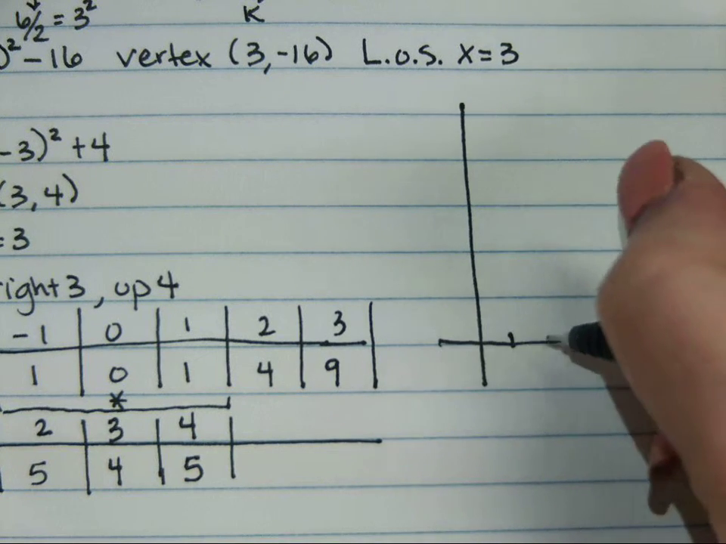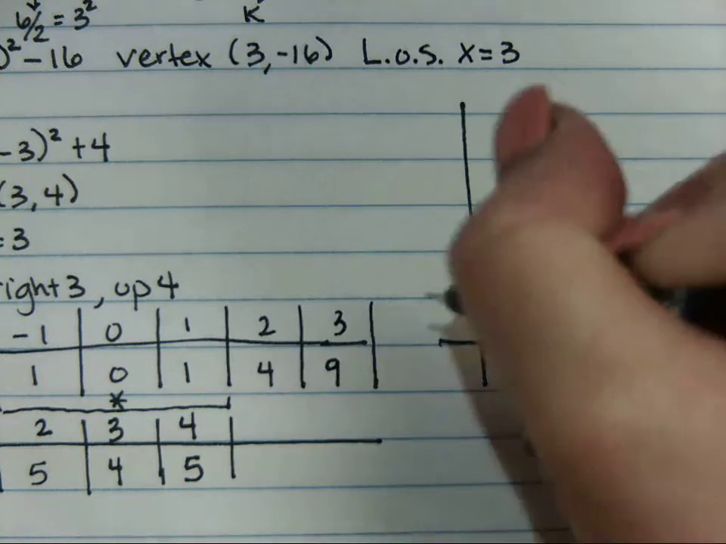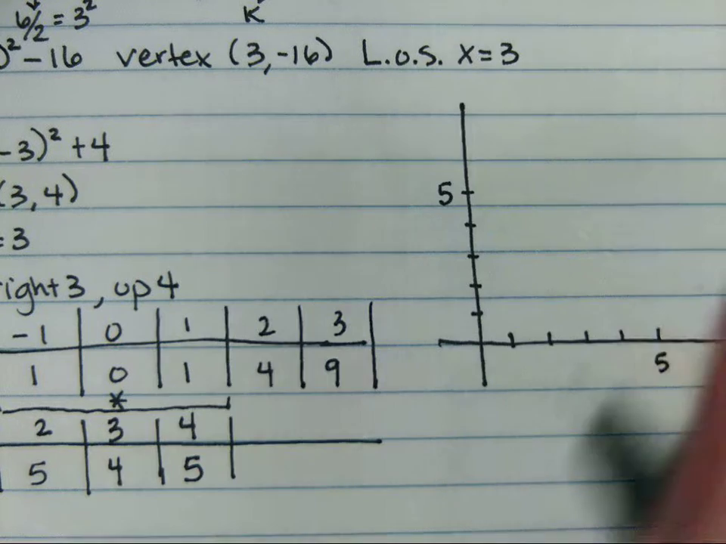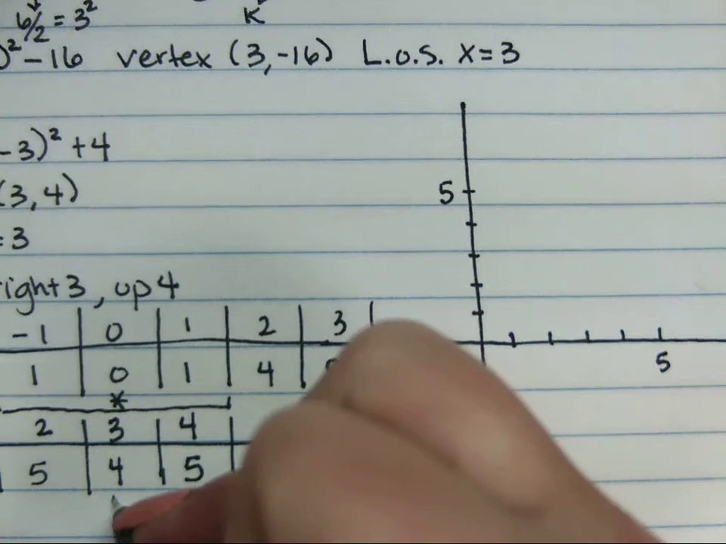All right, so 1, 2, 3, 4, 5. 1, 2, 3, 4, 5. And I'm not even going to bother with the other parts of the axes, because there's no negatives in here, so I don't have to worry about the other sides of my axes. All right, so again, here's my vertex.